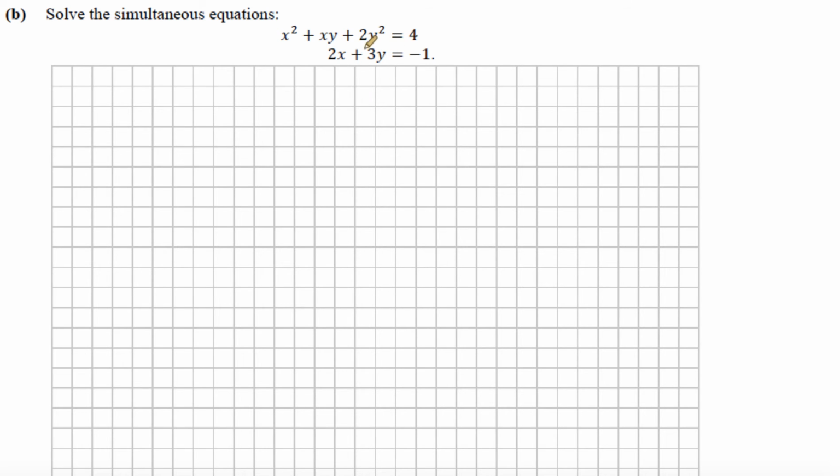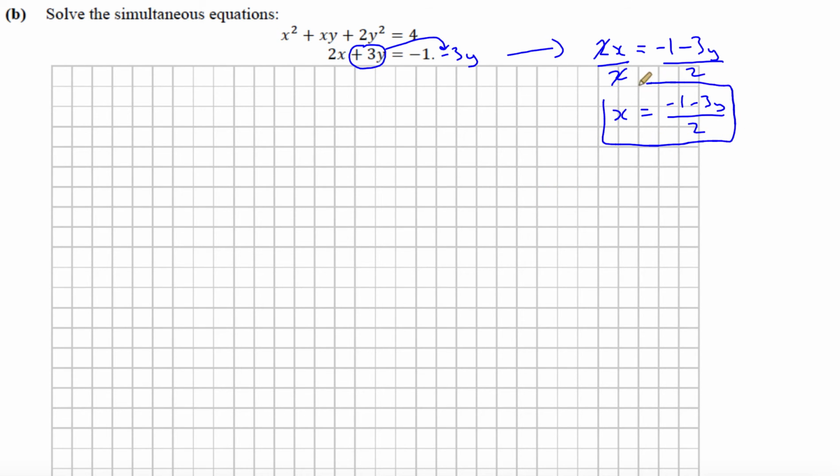So what I'm going to do is move the 3y here over to this side. It becomes a negative 3y. So that leaves me with 2x is equal to minus 1 minus 3y. And if I divide both sides by 2, this leaves me on the left with x is equal to minus 1 minus 3y over 2. So I've expressed x in terms of y.